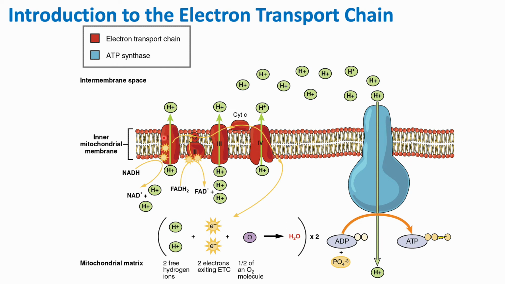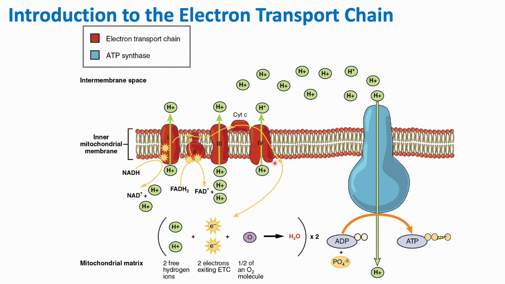So starting from complex 1, we pumped 4 hydrogens. Complex 2 didn't pump anything. Complex 3 pumped 4 hydrogens, and complex 4 pumped 2 hydrogens. So we got this buildup of hydrogens in the intermembrane space. So the intermembrane space will become more positively charged in comparison to the mitochondrial matrix, which relative to the intermembrane space will be negatively charged.